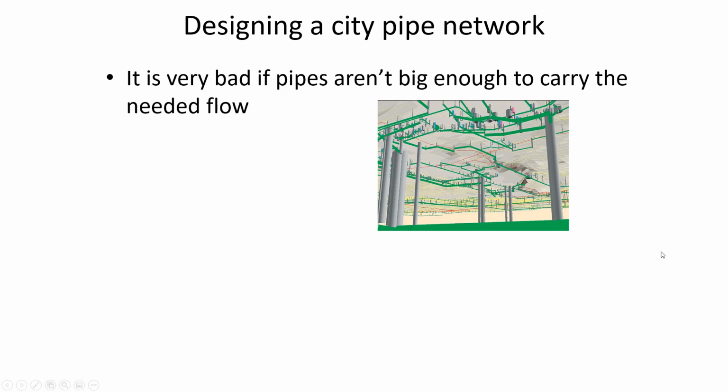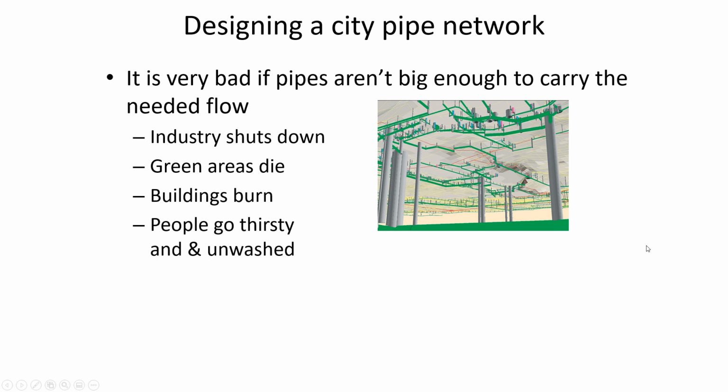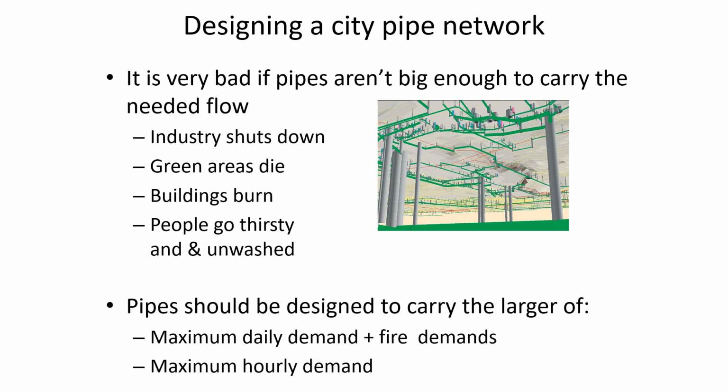So if the pipes aren't big enough, there's problems. The pressure is too low to actually carry the quantity of water that's needed at the design condition. The pressure's too low if the pipes aren't large enough. And so buildings will burn, people won't be able to irrigate. It's just a real negative thing when there's not enough pressure to deliver the water to where it ought to be.